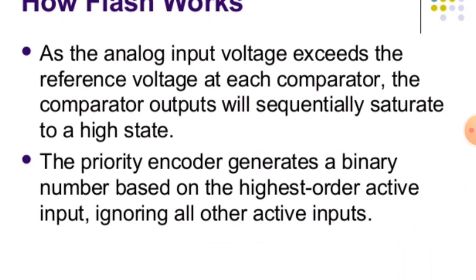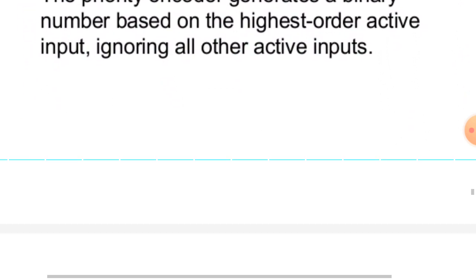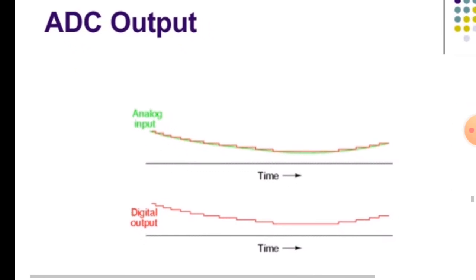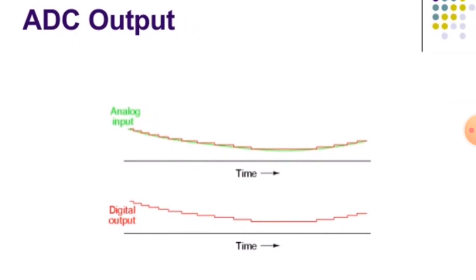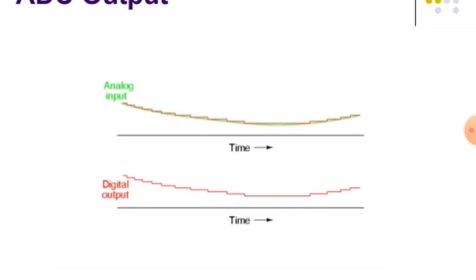As the analog input voltage exceeds the reference voltage at each comparator, the comparator output will sequentially saturate to high state. The priority encoder generates a binary number based on the highest order active input, ignoring all other active inputs. So this is the output of flash type ADC: analog input, and the digital output is stepwise.